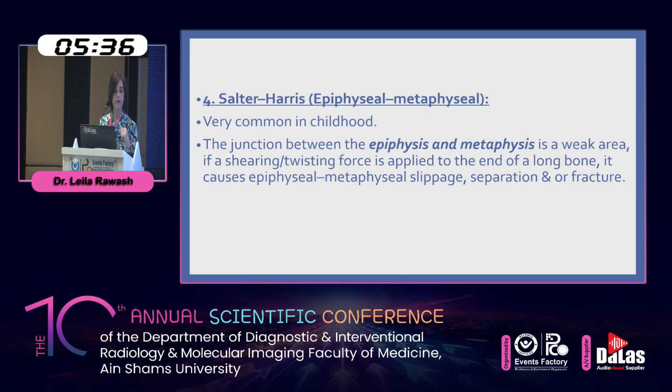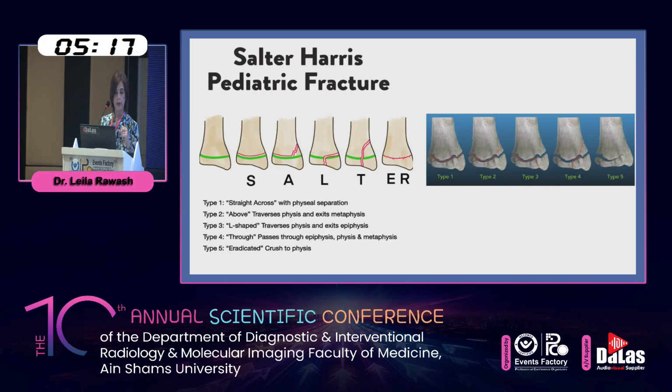Salter-Harris, epiphysis and metaphysis. This is the epiphysis and metaphysis, because it's a growing area, it's weak. And these are very important for growing children; if a fracture happens here, it can cause shortening of the limb. These are the different fractures. Either the fracture goes right through the physis, or below the physis, or above and below, or the metaphysis becomes squished from the fracture.